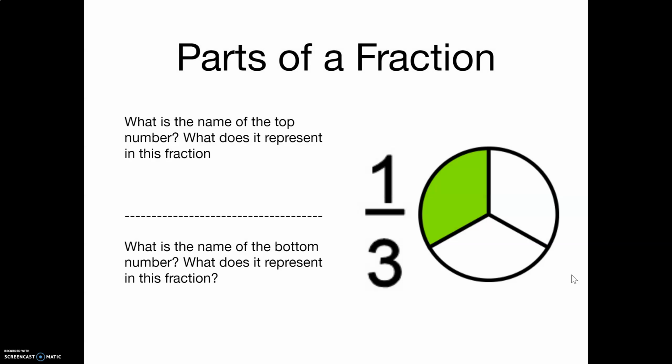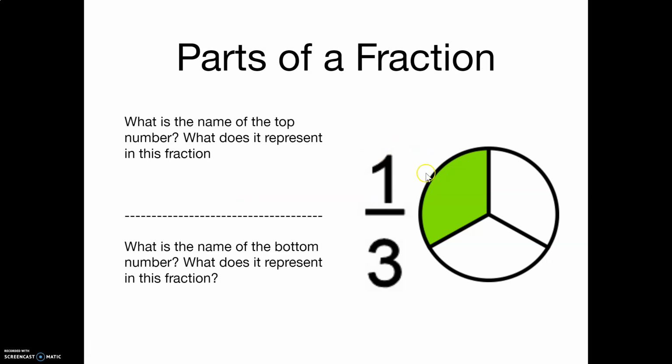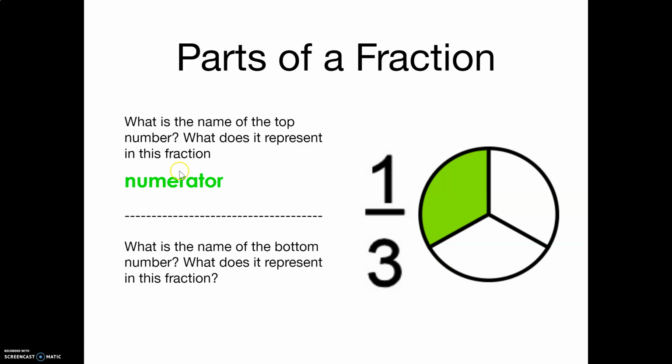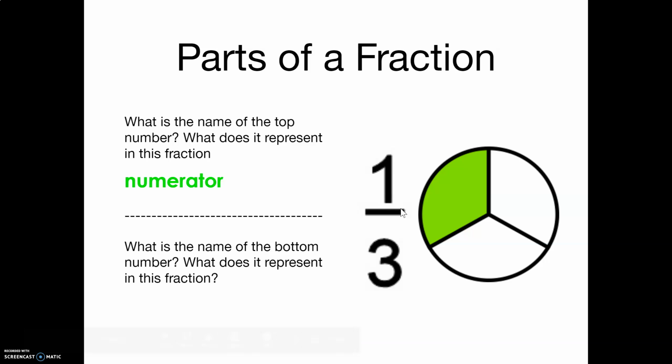We also learned this week that there are parts of a fraction and they have certain names. So, what is the name of the top number in a fraction? What is this part of the fraction called? Do you remember? It's the numerator. The numerator is this number at the top. And in this fraction, 1/3, that goes with this model here, what does the 1 represent? It represents the number of shaded parts in this fraction.